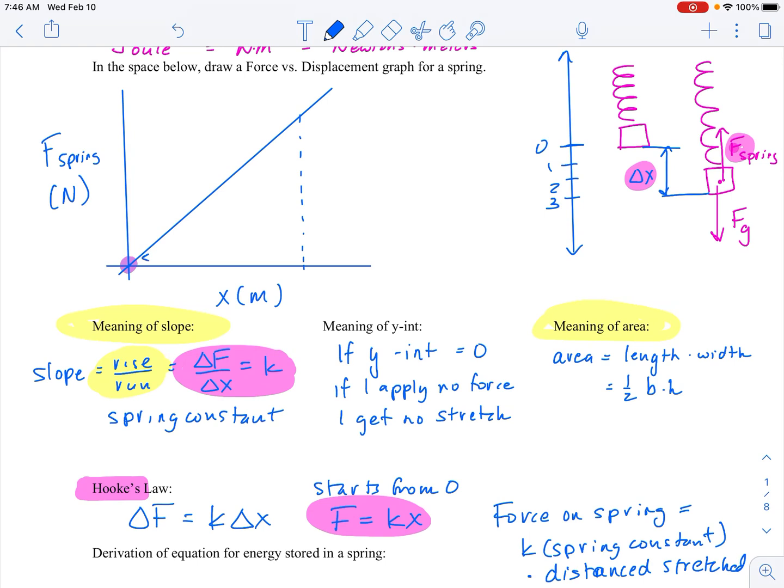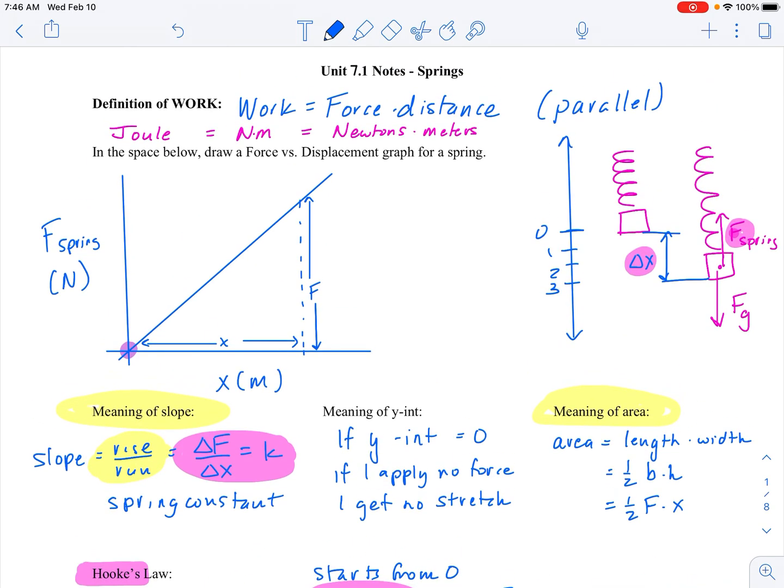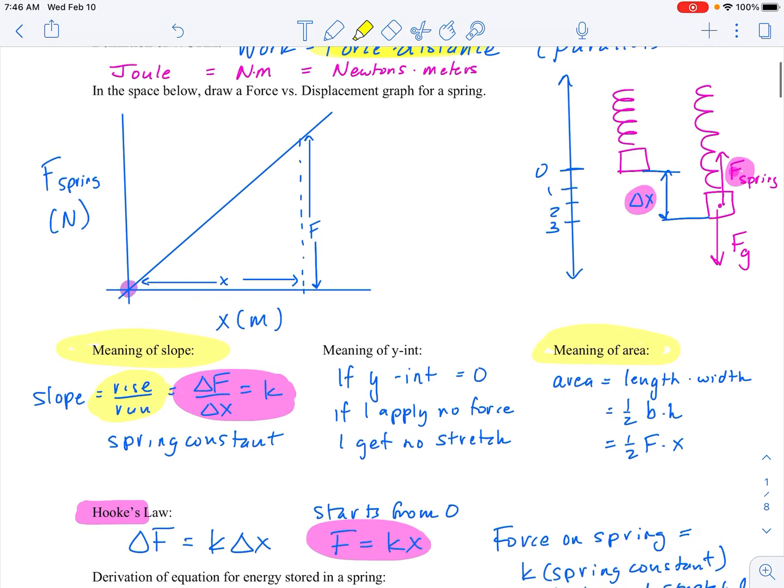So it'd be 1/2 base times height, where my base is x and my height is force. And if I multiply those two quantities together, what happens is I get work. Because remember, work is force times distance, and this is just the force that I exert on the spring times the distance that I stretch it.